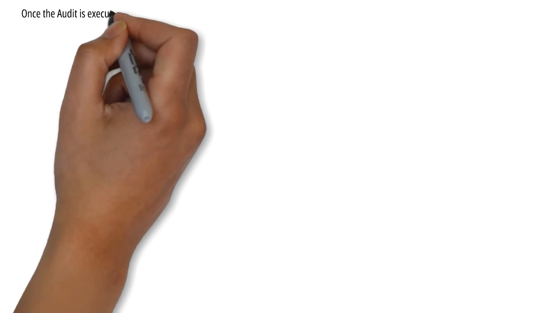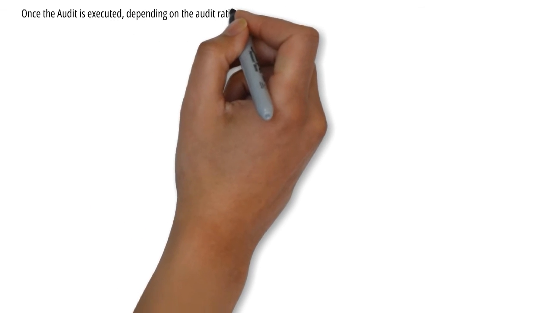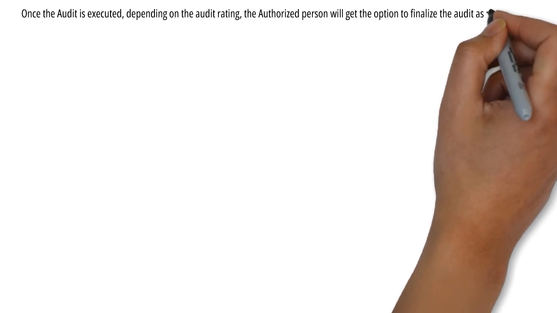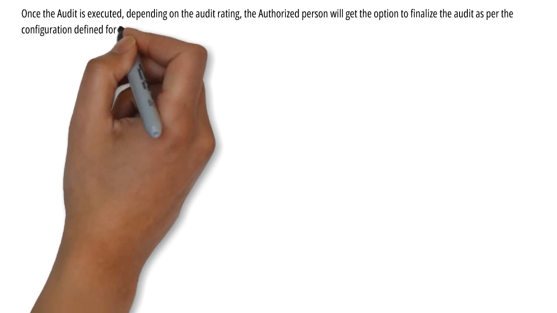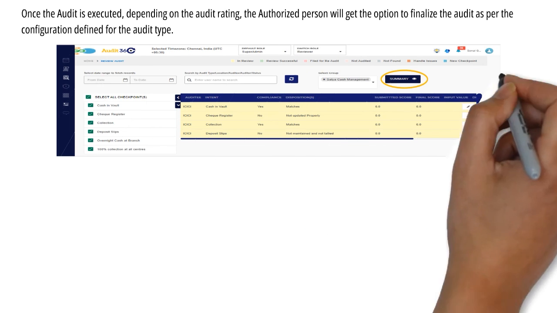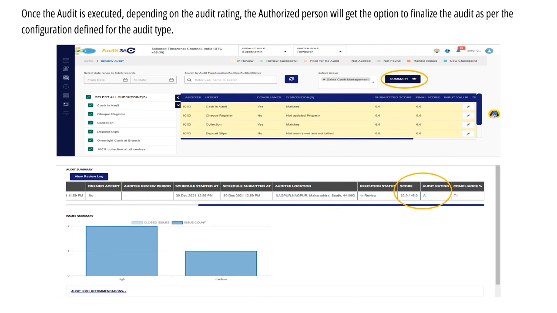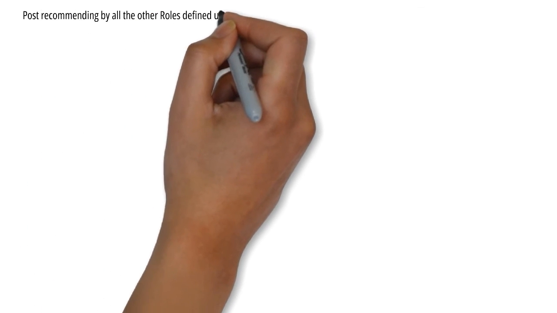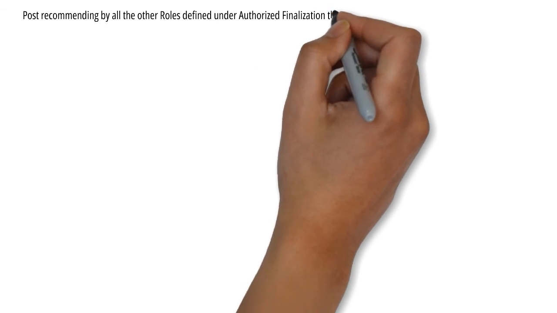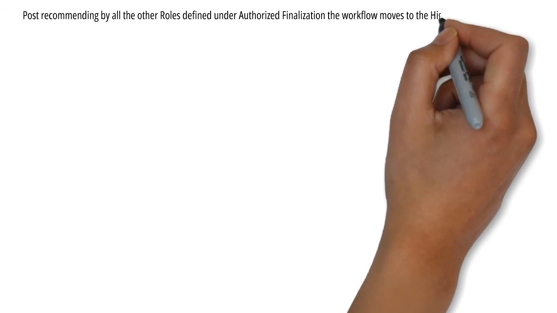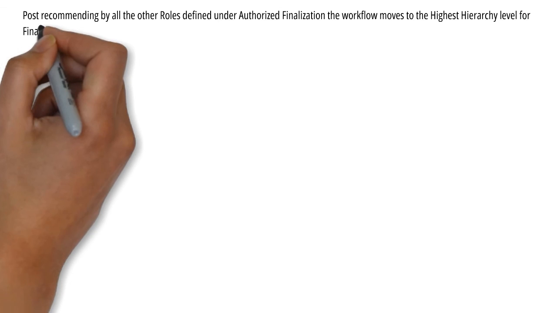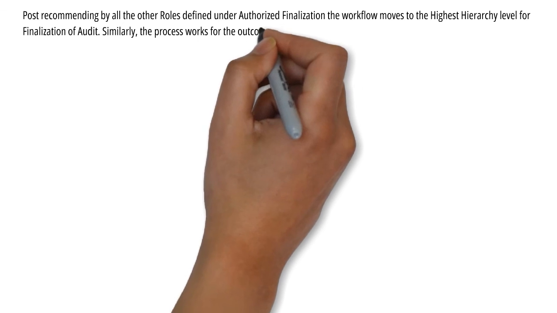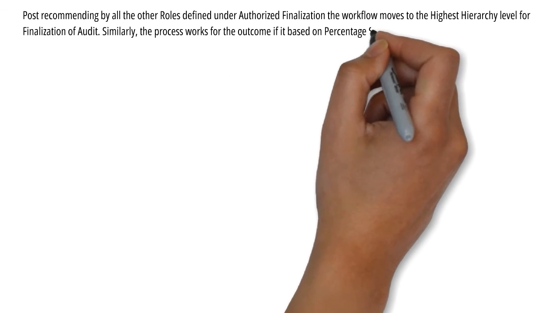Once the audit is executed, depending on the audit rating, the authorized person will get the option to finalize the audit as per the configuration defined for the audit type. Post-recommending, by all the other roles defined under authorized finalization, the workflow moves to the highest hierarchy level for finalization of audit. Similarly, the process works for the outcome if it based on percentage slab.